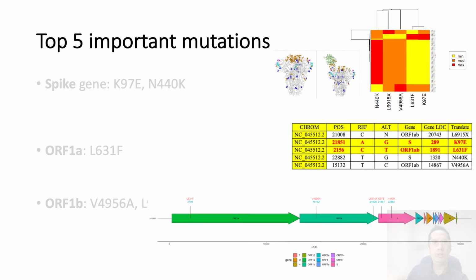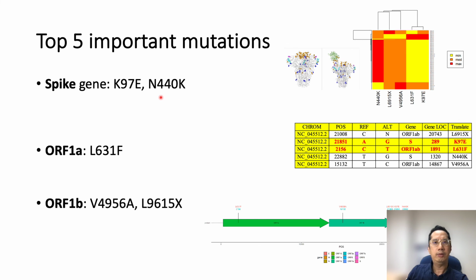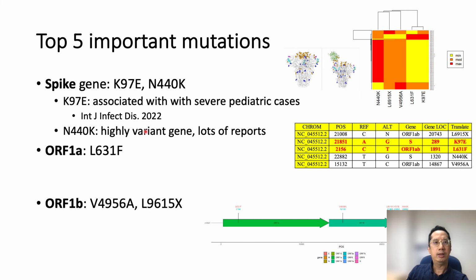We further tried to see if they have any corresponding evidence to support our finding. We found out in one publication that K97E is associated with severe pediatric cases, as some of the audience might still remember that in the beginning of the outbreak in Taiwan, we found that some kids suffered from this pandemic outbreak. And N440K is a very interesting gene.